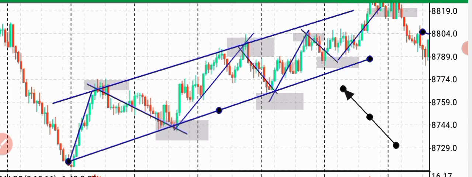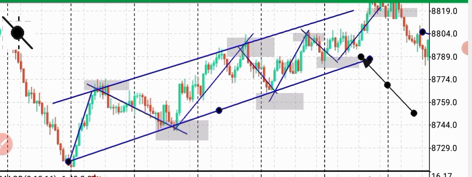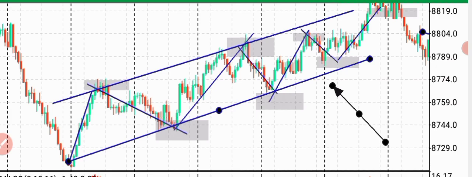Don't forget that the most important point of an uptrend is the higher low. Subsequently, in the next video, we'll be looking at how we identify a break of structure. How do we know when the market has changed from an uptrend to a downtrend?